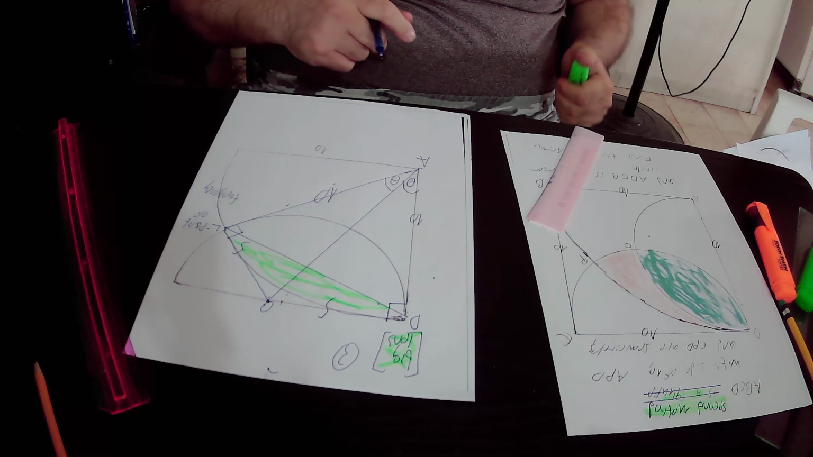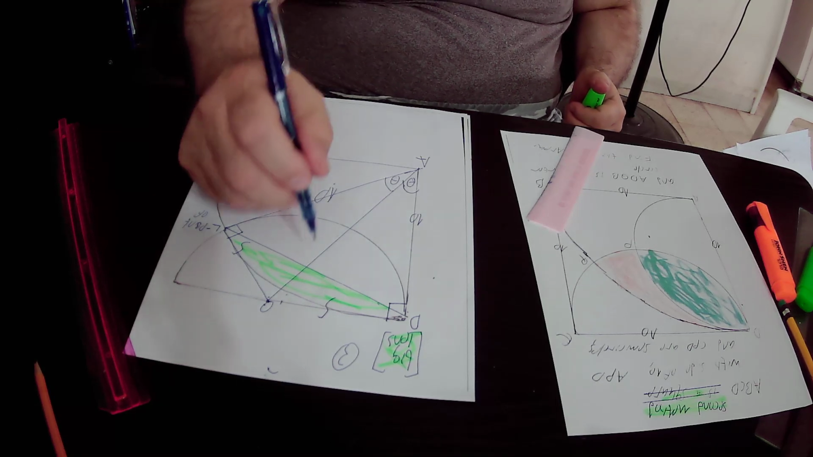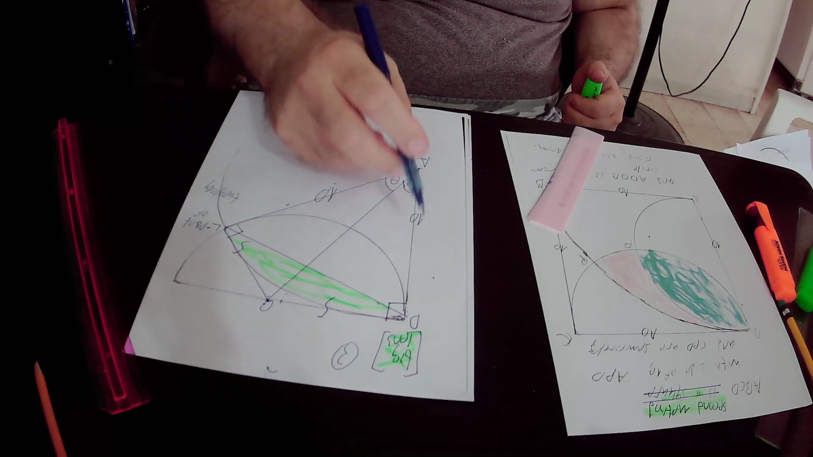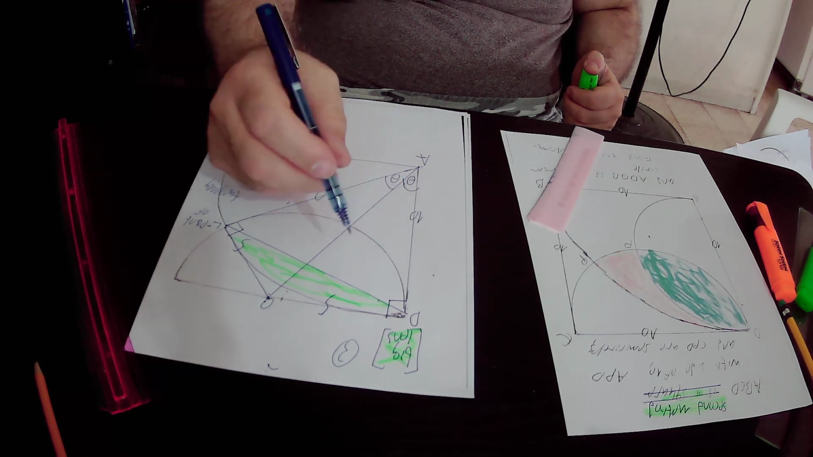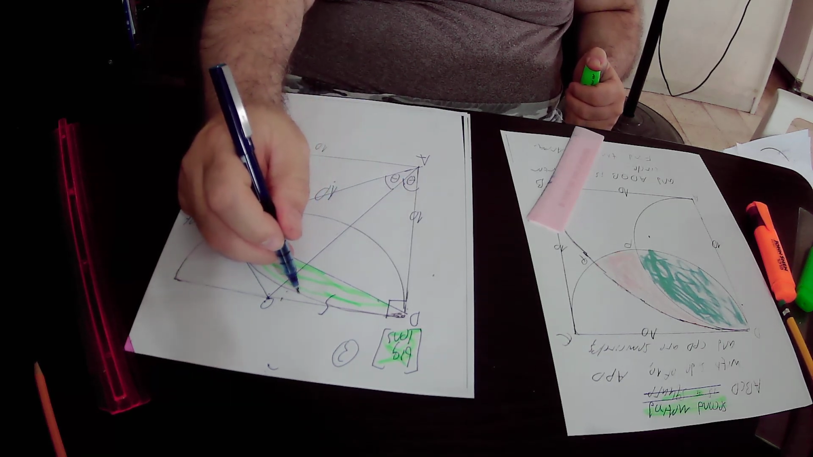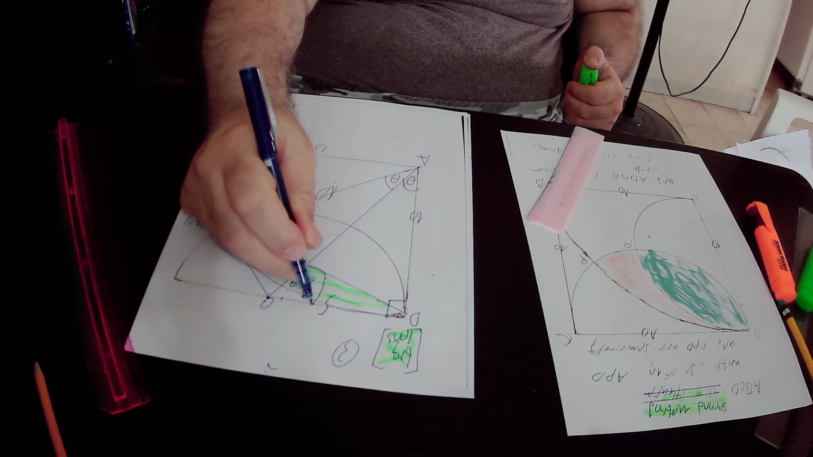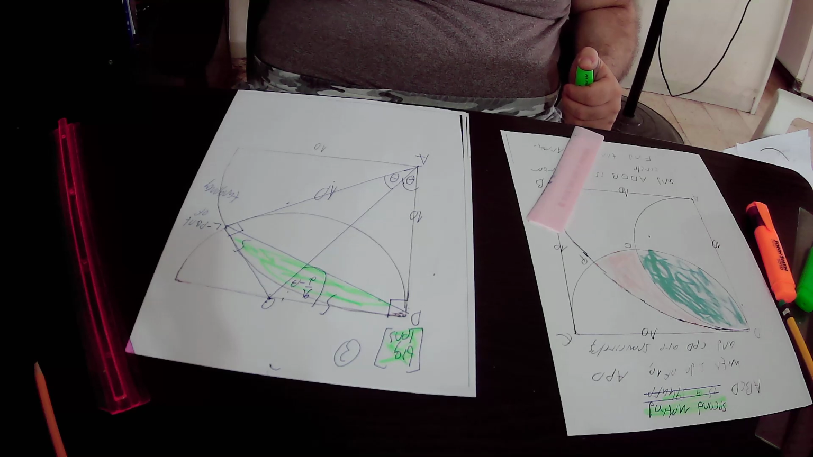But before that, what is the size of this angle? This angle equals theta. This angle equals 90 degrees, that is pi over 2 in terms of radians. So the missing angle must be equal to pi over 2 minus theta in order to complete the sum of the angles in this right triangle to 180 degrees. This angle must be equal to pi over 2 minus theta.